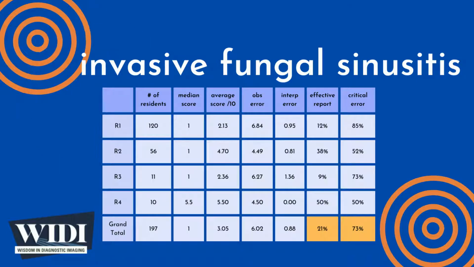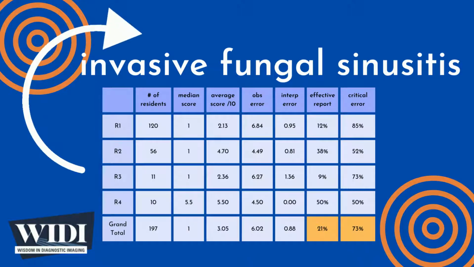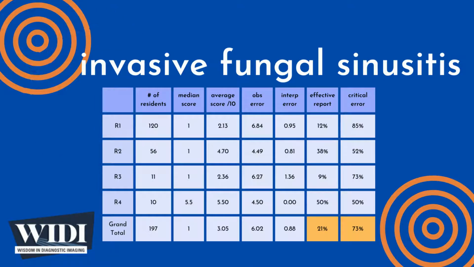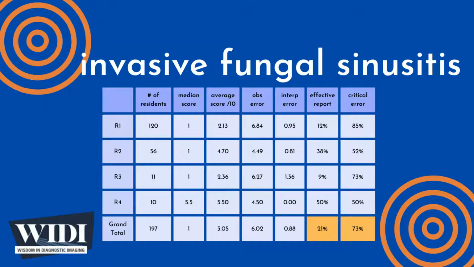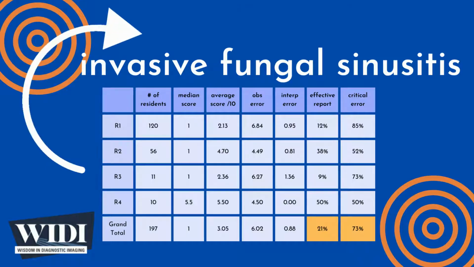We define a report having a critical error to be one with scores between 0 and 2. In terms of letter grades, this would be F or D. In this most missed case, 73% of residents produced reports with critical errors.